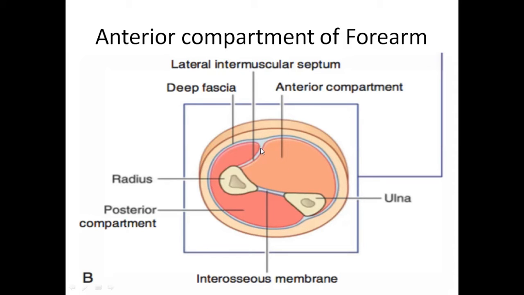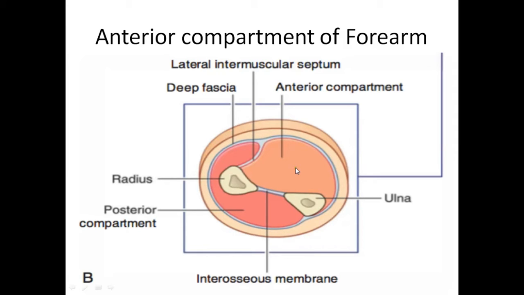The thickening is in the form of an intermuscular septum, that is the lateral intermuscular septum attached on the anterior border of the radius, and the posterior border of the ulna provides the attachment of the thickening of the deep fascia, as well as a membrane present in between, attached on the interosseous borders of the radius and the ulna, that is called the interosseous membrane, which collectively divide the compartment into anterior and posterior.